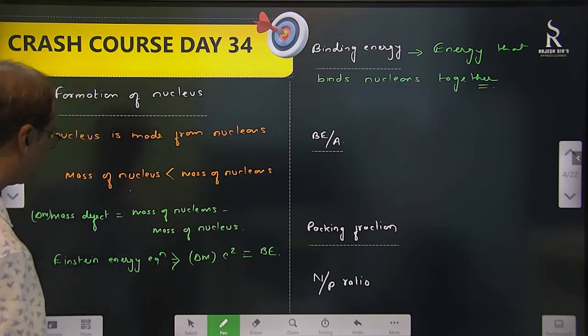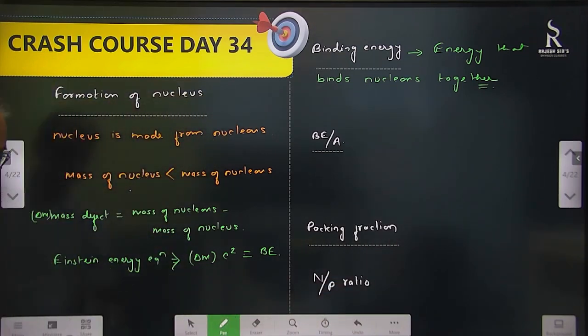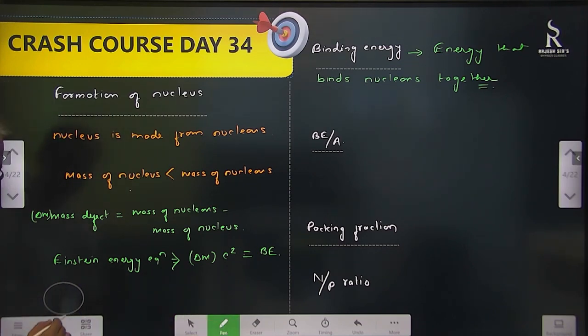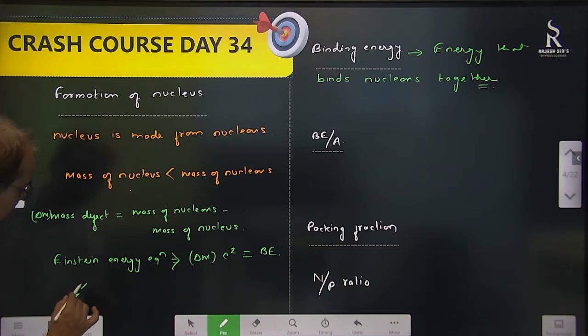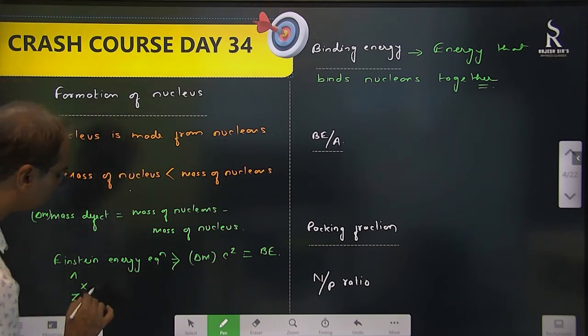Now suppose that we take one small nucleus over here and try to understand. This is the nucleus. How many protons are there? Z protons. Or instead of writing this, just take the element. We are taking an element like this, Z, X, A. So the element is X, atomic number Z, mass number A. We are going to talk about this one.